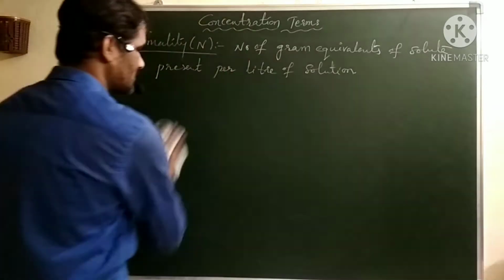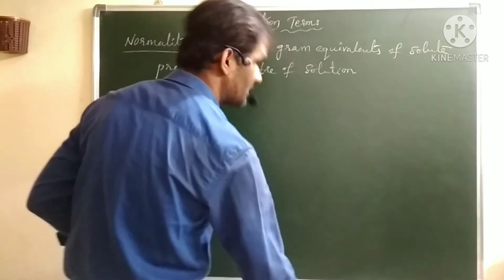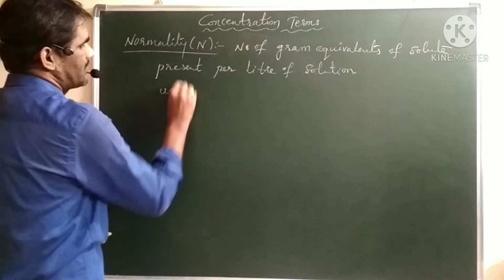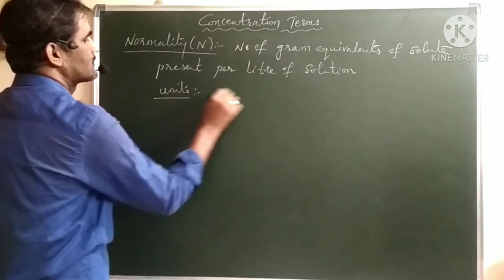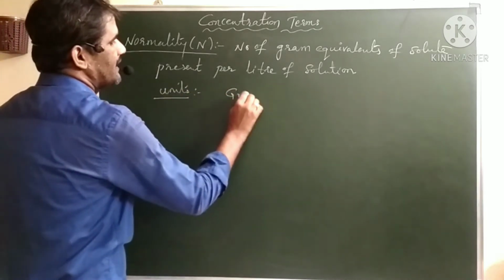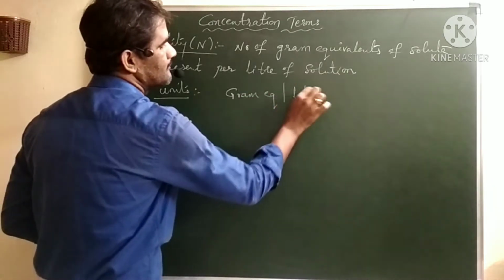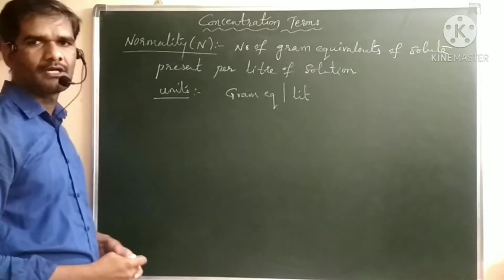Here the unit for normality is gram equivalents per liter solution. So gram equivalents per liter is the unit for normality.